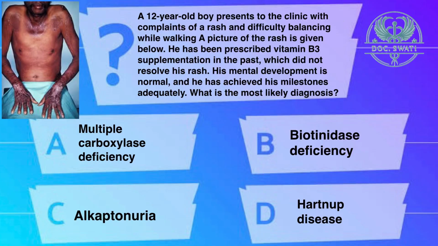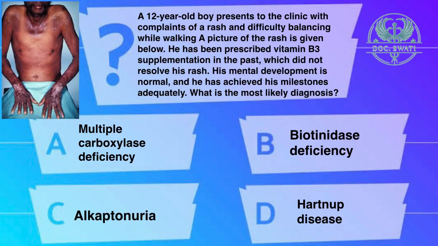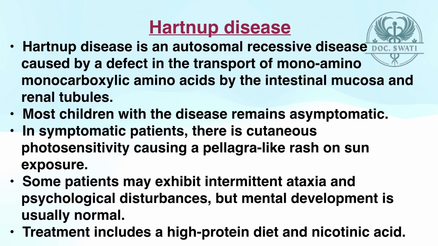Option A, multiple carboxylase deficiency. Option B, biotinidase deficiency. Option C, alkaptonuria. Or option D, Hartnup's disease. Yes, the correct option is option D, Hartnup's disease. Now let's discuss Hartnup's disease.